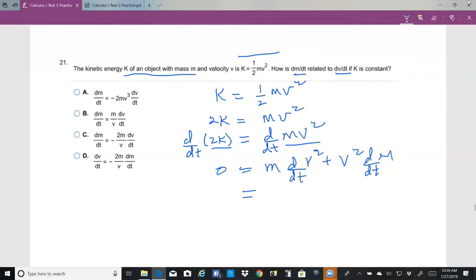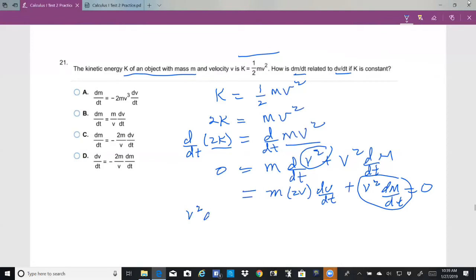d/dt of v squared is going to be m times 2v times dv/dt. We take the derivative with respect to v and then multiply by dv/dt, which is the chain rule. And then finally, the second one is v squared dm/dt, equals zero. I'm going to take this over to the right side, and we get v squared dm/dt is equal to minus 2m v dv/dt.